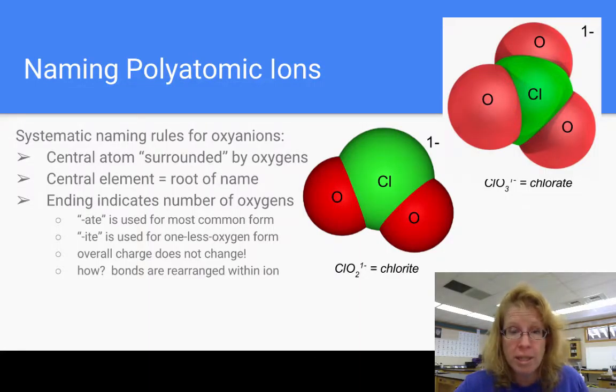Doesn't change the charge at least, which is really, really nice. So if you know the charge of the chlorate, then you know it's a 1 minus. You know chlorite has 1 less oxygen but has the same charge, 1 minus. So sometimes it can help for you guys when you're memorizing to just remember the ate forms and know that the ite forms are 1 less than that. It makes it a lot easier. And again, how is that happening?